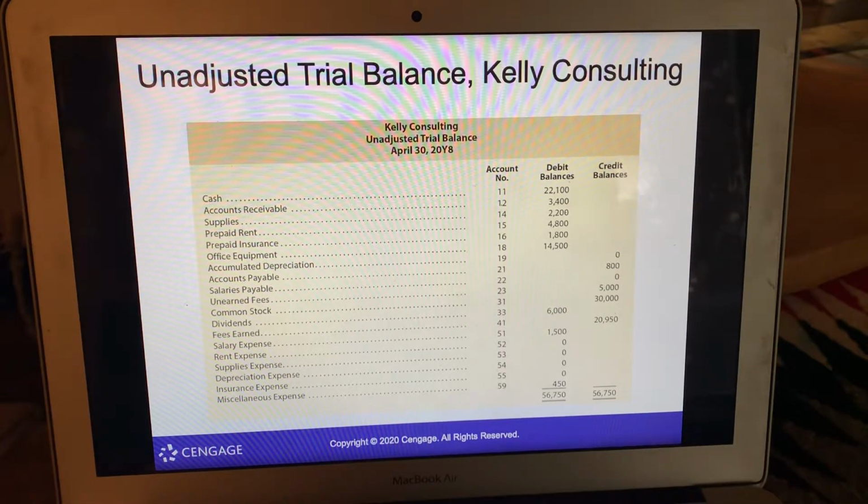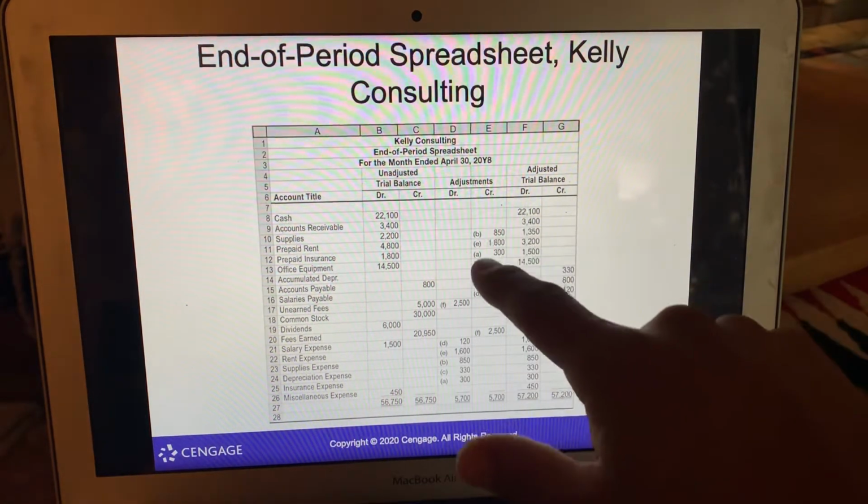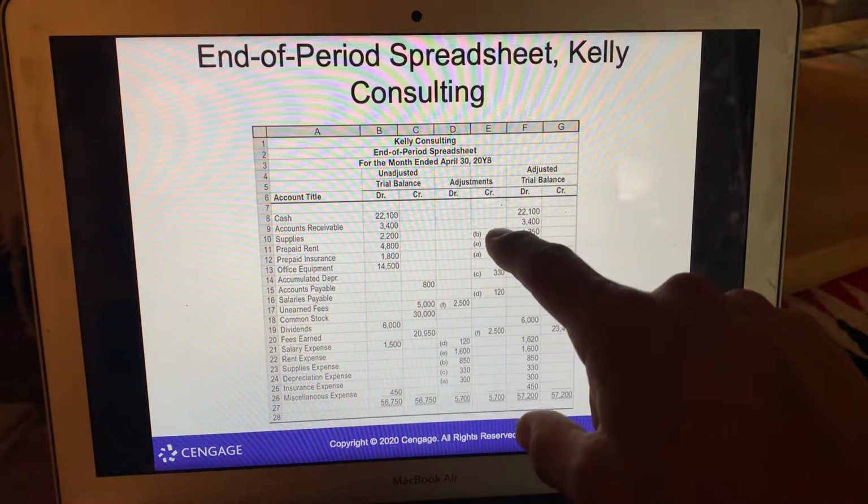So they total our debits, our $56,750, our credit balance of $56,750. So they did equal, so that's good. So after we go to the trial balance, here's our end of period spreadsheet for Kelly Consulting, and so your adjustments. So this is where we looked at.